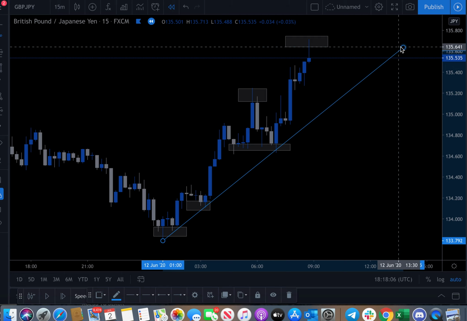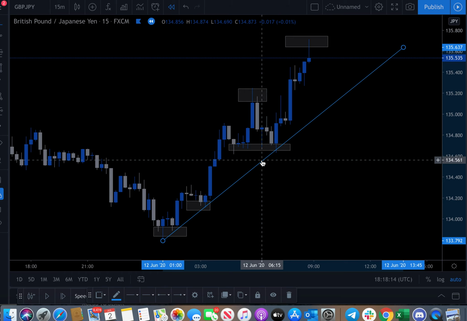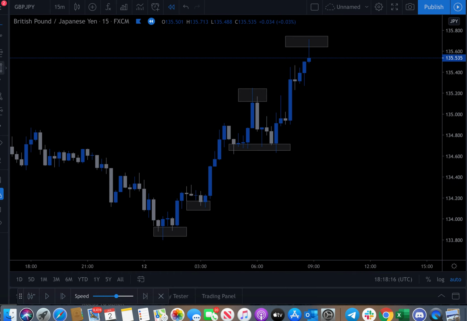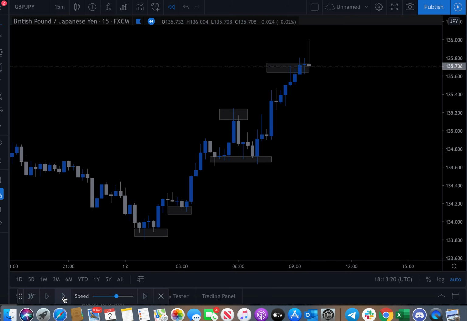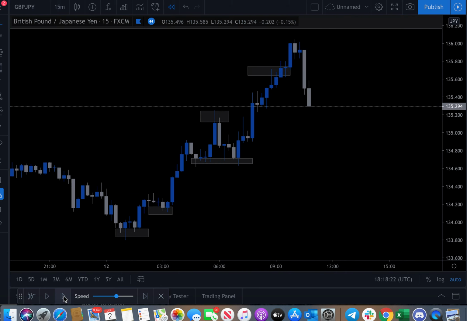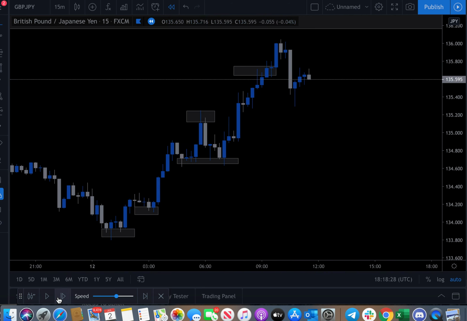to the downside, okay? We need our lower time frame structure to line up with our higher time frame structure and higher time frame bias, which is currently bearish at the moment. So you can see we've had some sort of reaction off this level, but we're still waiting for structure to change, okay?